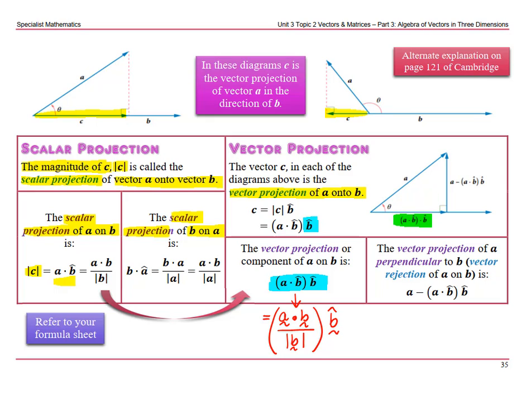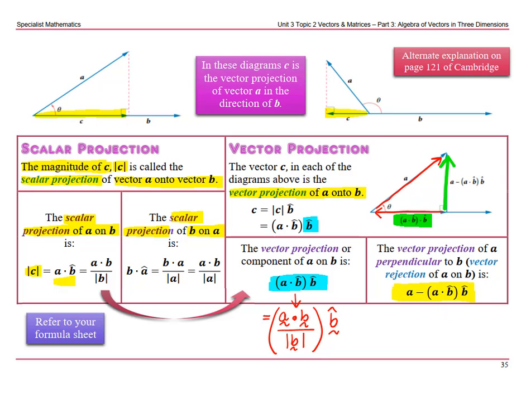We can also look at the vector projection of A perpendicular to B. So that's this vector here. That's also called the vector rejection of A on B. The key for finding that is A minus the vector projection. So that is your formula there.